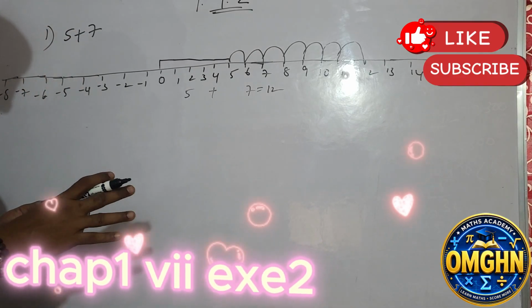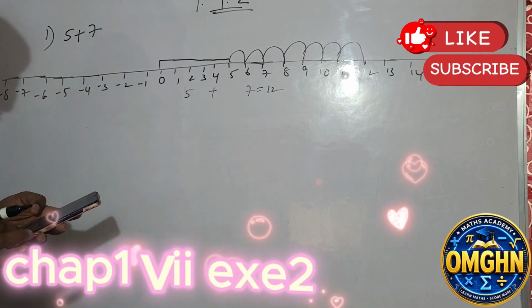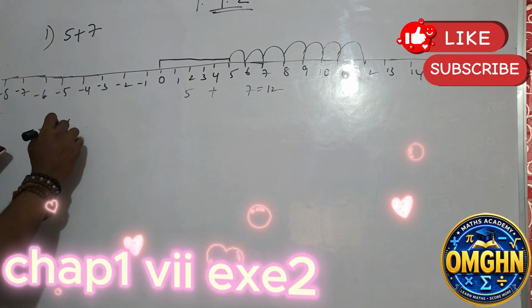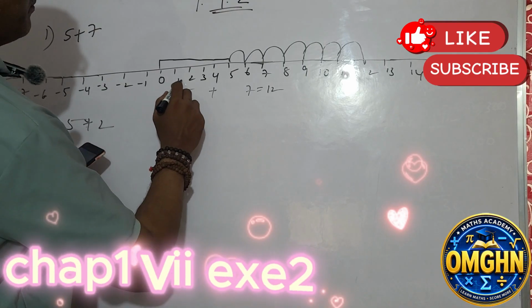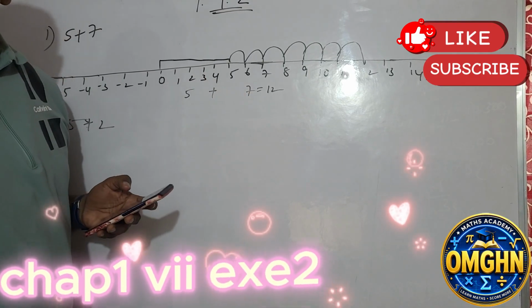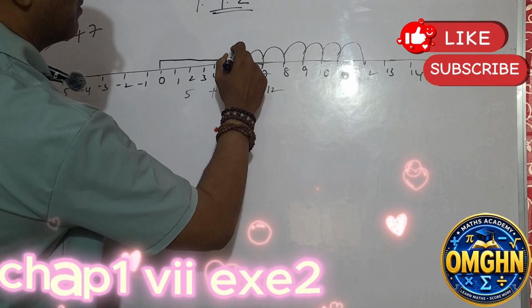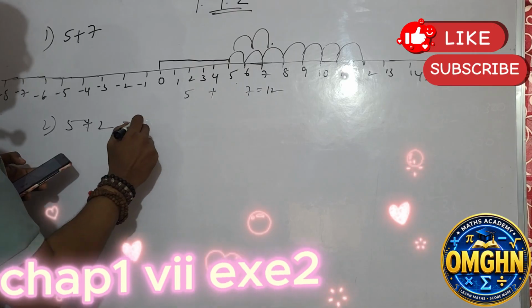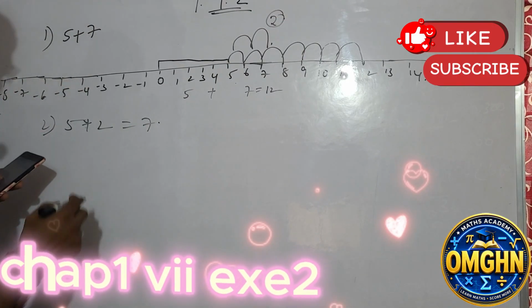Now, second question. What is the second question? 5 plus 2. For 5: 1, 2, 3, 4, 5. How much do we have to add? 2. So, how much will it become? 1, 2. That is 7. Second question done.